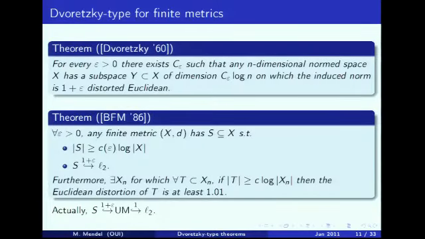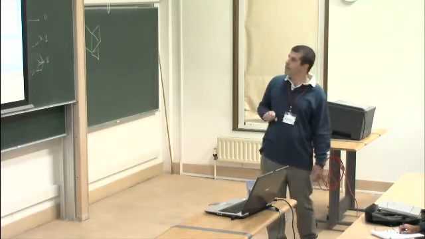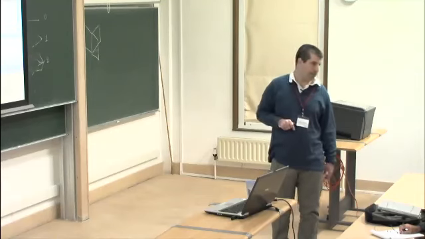So here is a bit of history of this problem. The inspiration for this question comes from a theorem of Dvoretsky from the 60s, which basically does the same thing but for norm spaces. He showed that any n-dimensional norm space has a large linear subspace on which the induced norm is 1 plus epsilon close to a Euclidean norm. And nowadays, this is due to Milman, we know that we can take the dimension to be even log n.